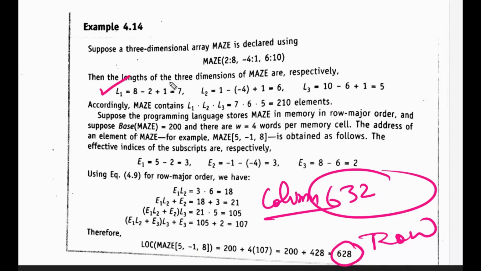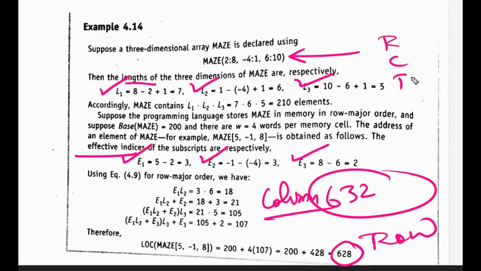You need to calculate the L1, L2 and L3 values. Again, you need to calculate the E1, E2 and E3 values. E1, E2, E3 are the effective indices. L1, L2, L3 are the lengths of the array. These are the upper and lower bounds of row, column and page given to you. The name of the array is maze. It is a three-dimensional array and you need to find the address of the element 5, -1 and 8. So in this way, you can find the solution.